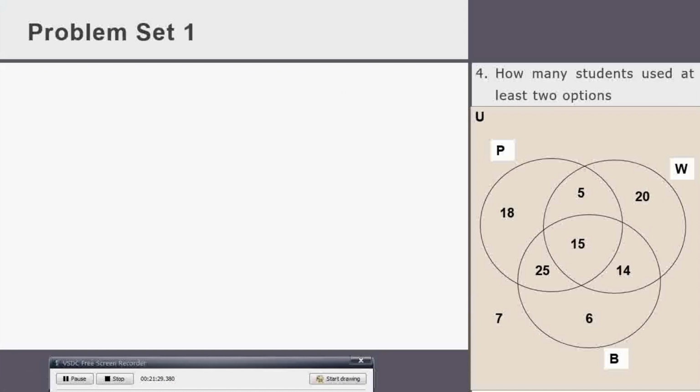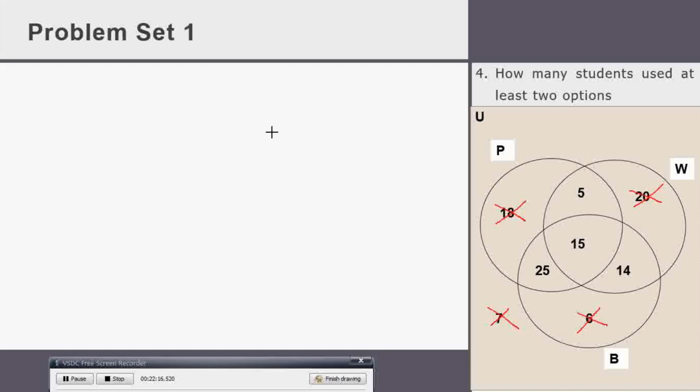How many students used at least 2 options? Now, again, here you need to be very careful. The question wants you to give the number of students who used at least 2 options, meaning 2 or more options, which means that we are going to remove those students who did not use any of the options and we'll remove those students who used only one option. Which means that in this analysis, we are removing the 18 because they only used one option. We're removing the 7 because they did not use any option. We're removing the 20 because they only used one option. And we're removing the 6 because they only used one option.